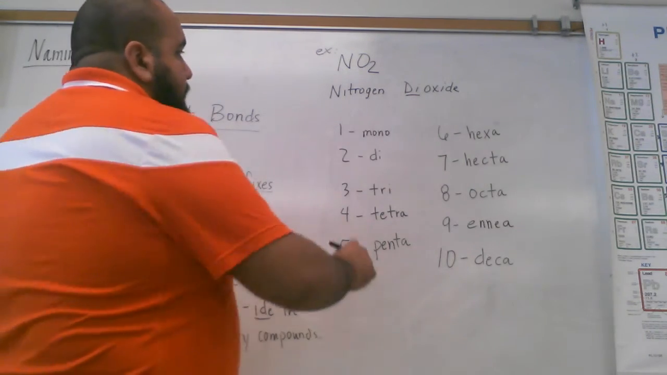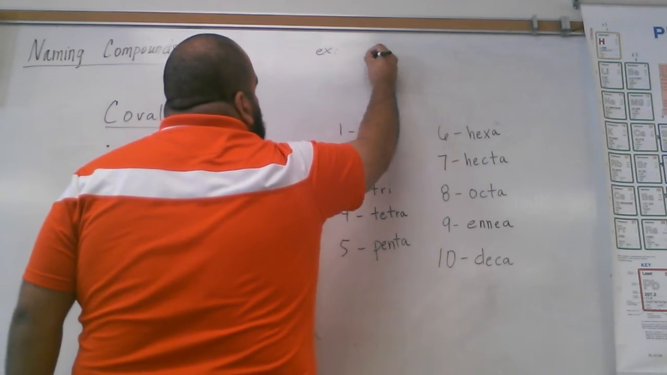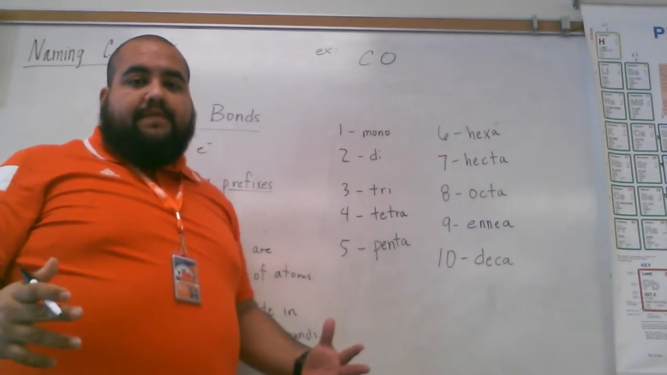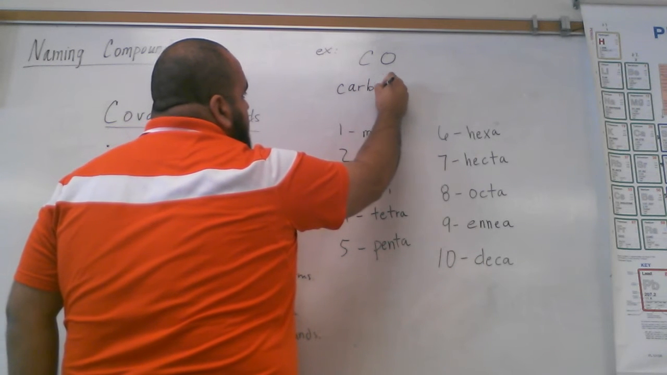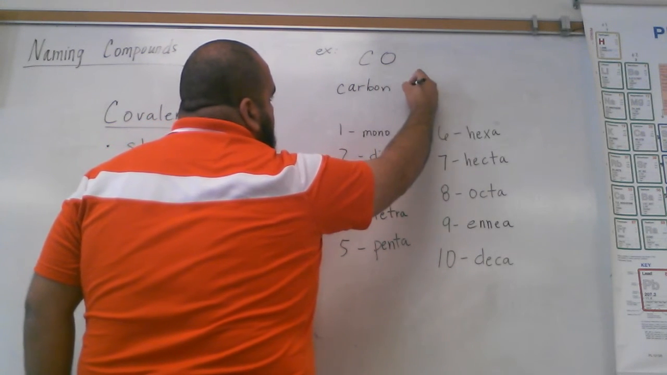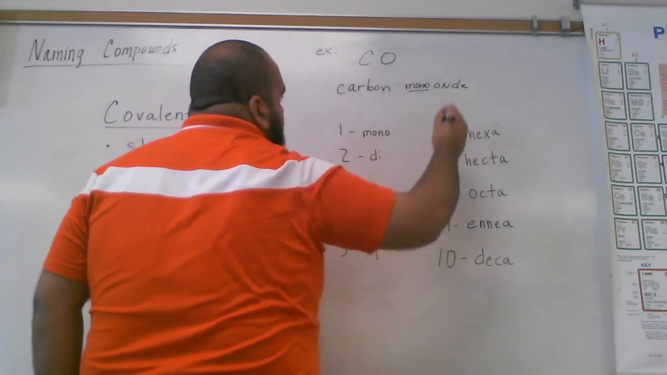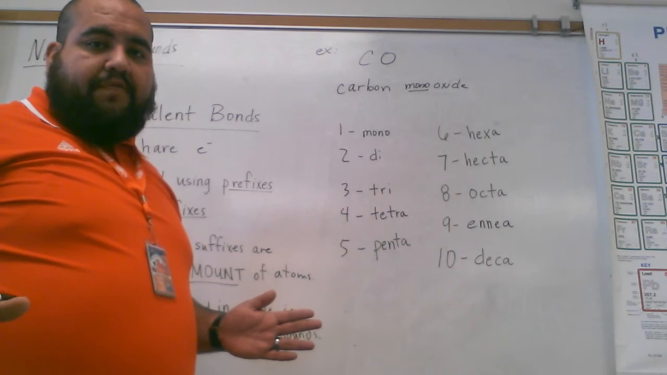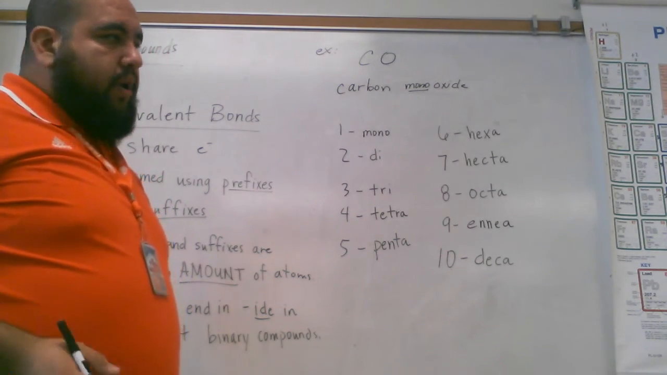Let's go to another one that you guys know. CO. Very prevalent right now in the fall. So again, first name, carbon. And then it's mono, because there's only 1 oxygen, oxide. Are we good so far? Hopefully we are. Now let's get into some harder ones.